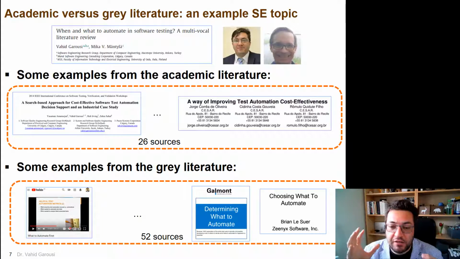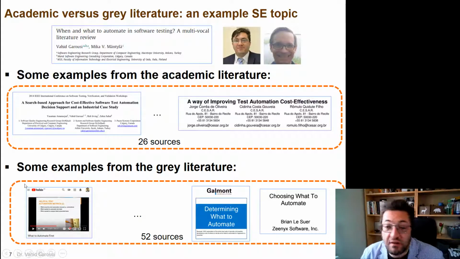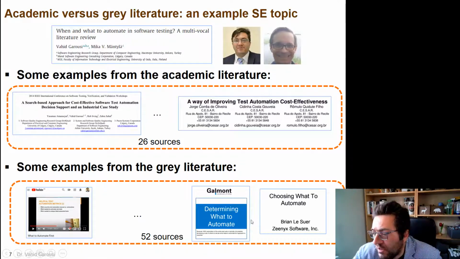We looked at both grey literature and academic literature, and then we synthesized the knowledge together. So some examples of academic literature are shown here. These are screenshots of two papers, and then we also looked at 52 grey literature materials which addressed these two questions in software testing and test automation. We looked at YouTube materials, some white papers, case study papers from the industry, and technical reports. So we synthesized the knowledge together from both literatures.